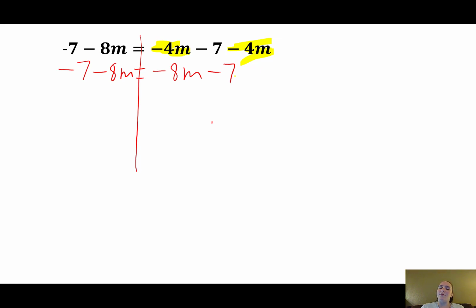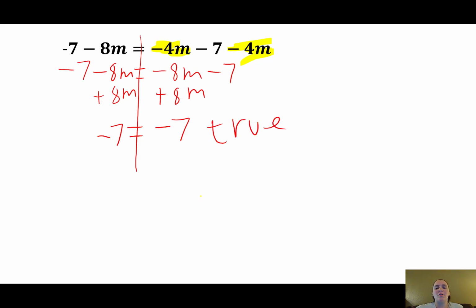Now I need to get my variable onto the same side. Again, with my coefficient being the same, it doesn't matter which one. So I'm going to move the one on the right this time. I'm going to add 8m since it's a negative 8m. And I end up with negative 7 equal to negative 7. Now, is negative 7 equal to negative 7? Yes, this is a true statement. So therefore we have infinite solutions, or we could also say all real numbers.